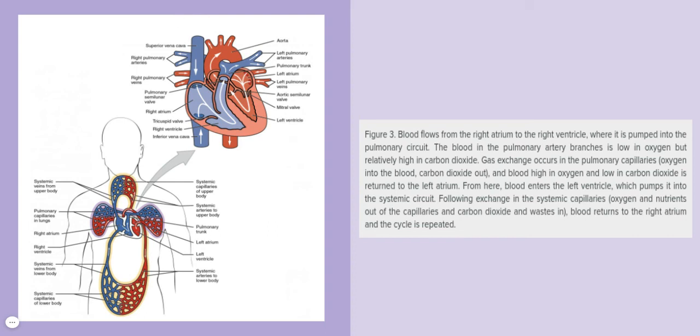Eventually, these will lead to the systemic capillaries, where exchange with the tissue fluid and cells of the body occurs. In this case, oxygen and nutrients exit the systemic capillaries to be used by the cells in their metabolic processes, and carbon dioxide and waste products will enter the blood. The blood exiting the systemic capillaries is lower in oxygen concentration than when it entered.